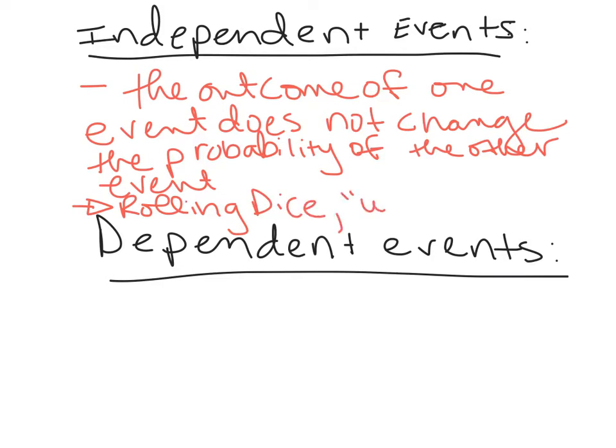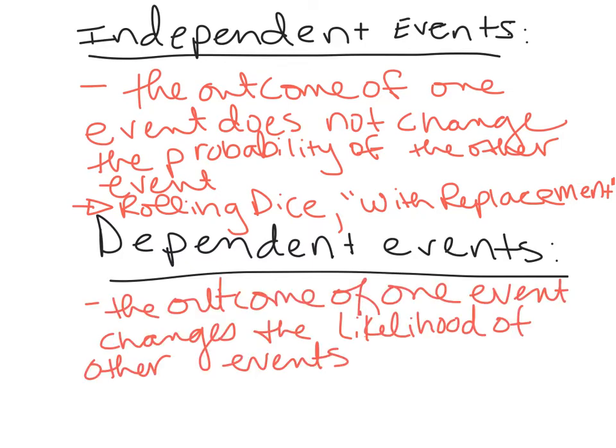Anything that happens with replacement, so let's say that we are drawing names out of a hat, the probability of being drawn on the second draw would be independent of the first draw if I replaced whatever I pulled out the first time. Then, dependent events are where the outcome of one event changes the likelihood of other events.